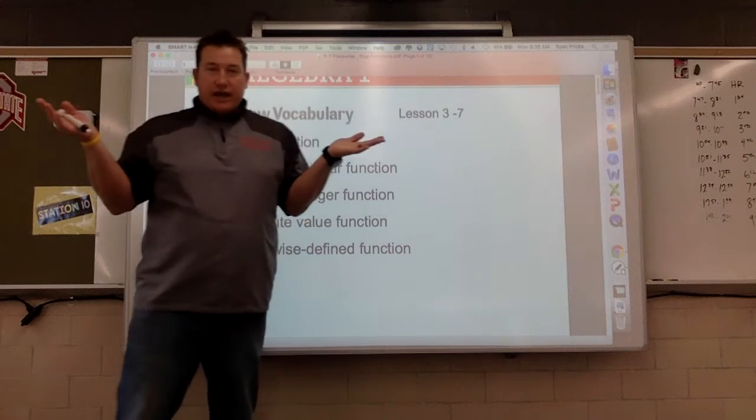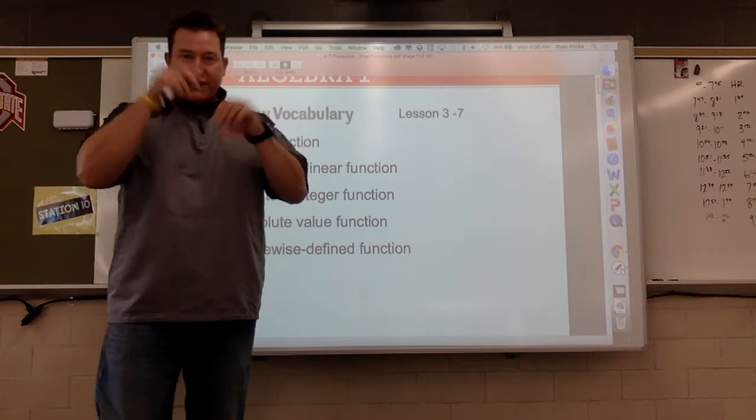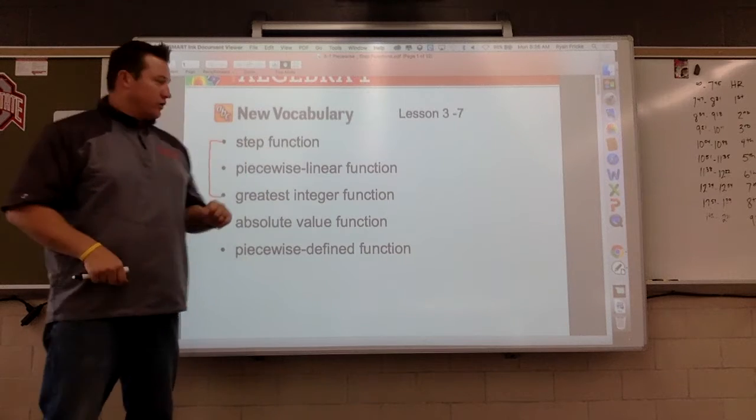So again, it's really, guys, just 2 or 3 graphs. We take pieces of it, we put them together. They look kind of cool, right?